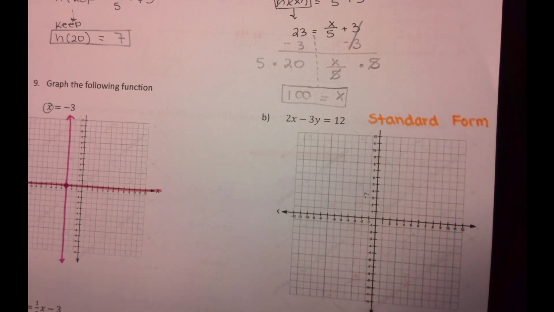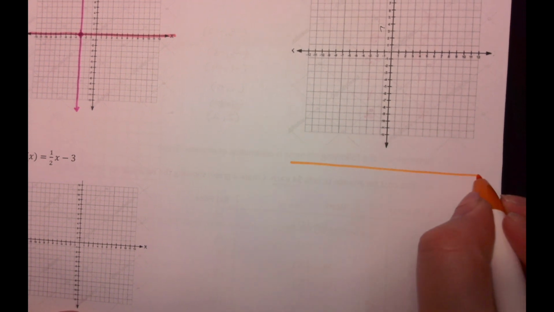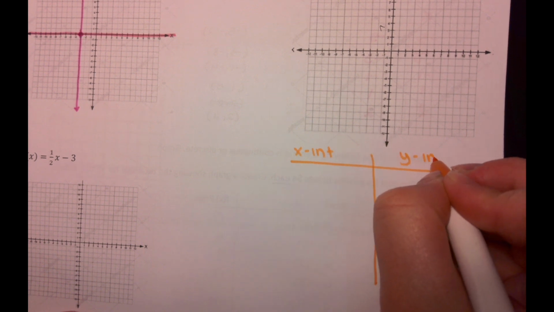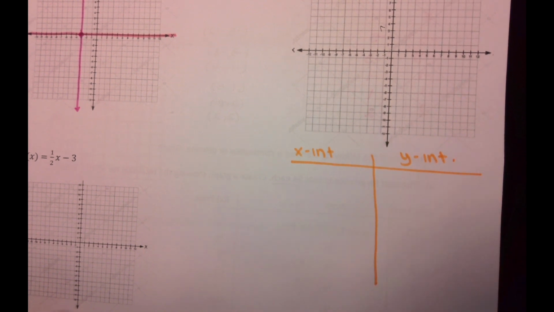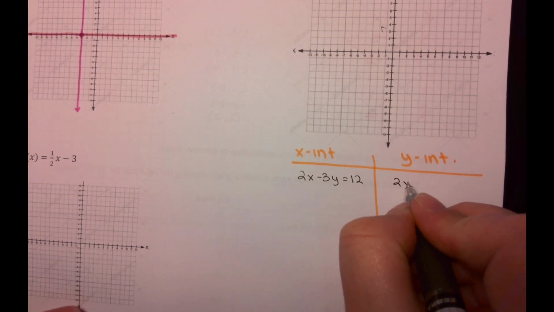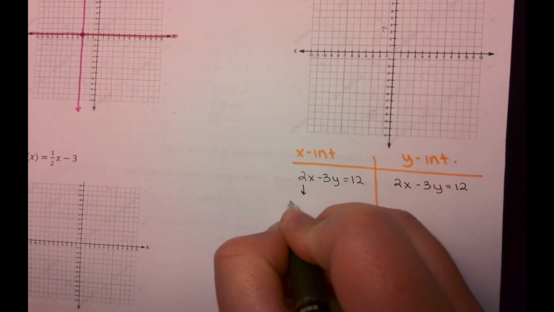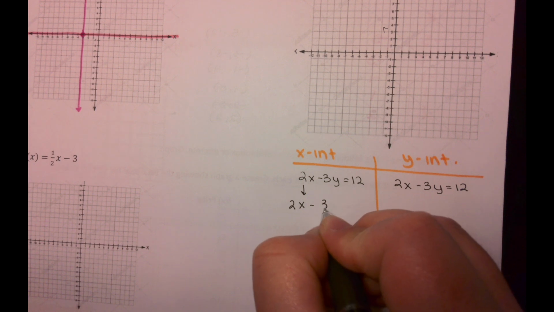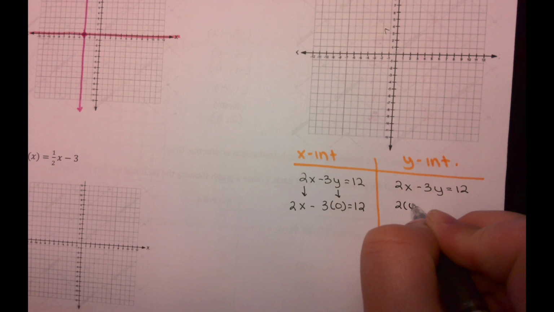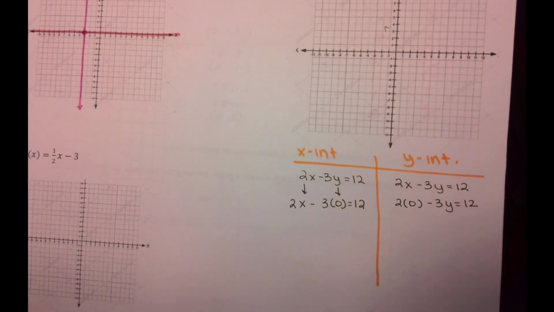For standard form, I'm going to shift this up a little bit. We're going to solve for the x and y intercepts to graph. Start out by copying down the equation twice. Then for the x-intercept, we want x, so that means we're going to make y 0. For the y-intercept, we want y, so we're going to make the x 0.